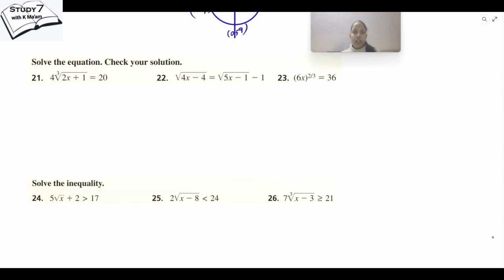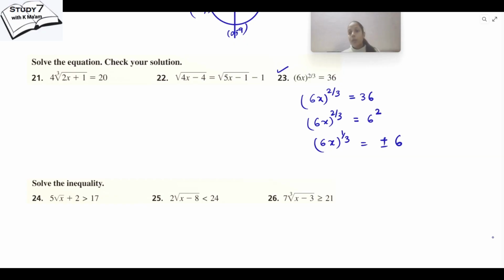Next is solving the equation and then check the solution. Let's try 23. 6x to the power 2 by 3 equals 36. 36 can be written as 6 power 2. Taking square root both sides, you will get plus minus 6 because root and square cancel.